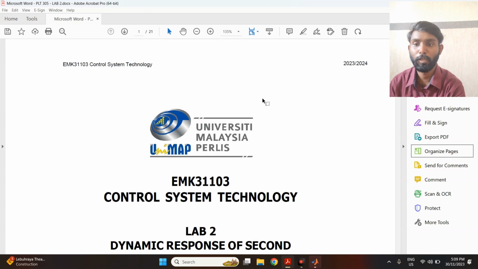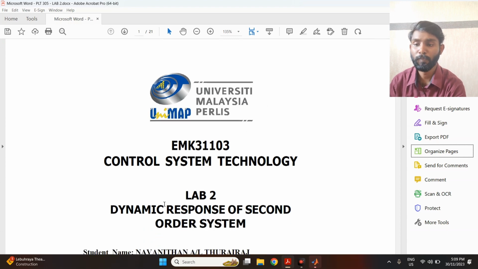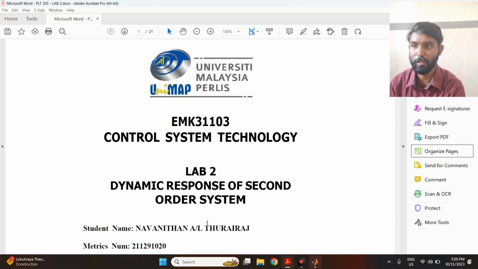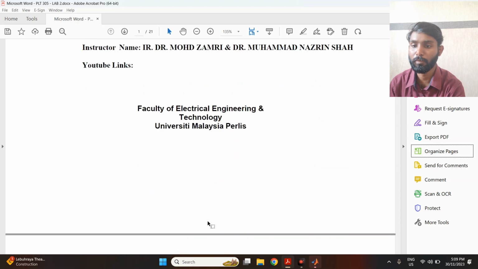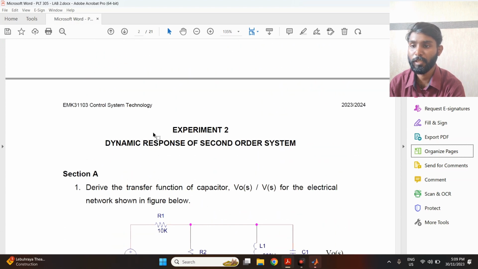211291020. Today we are here to discuss Lab 2, Dynamic Response of Second Order System. Basically this experiment is split into two parts, which are section A and section B.